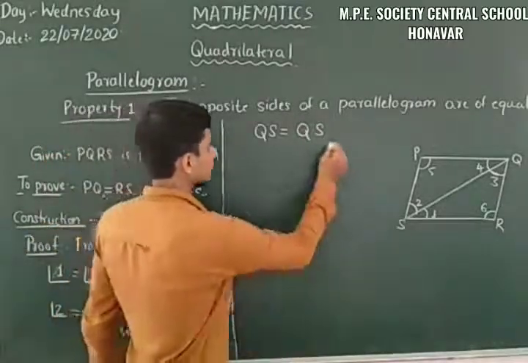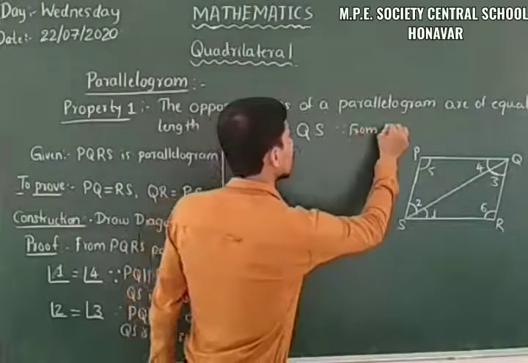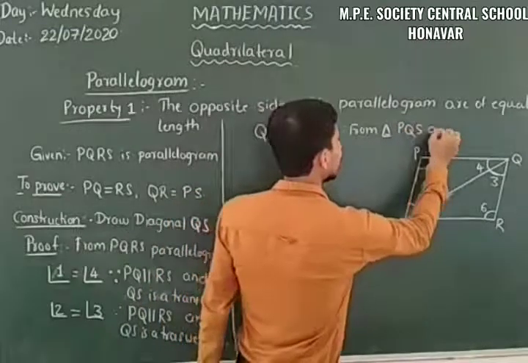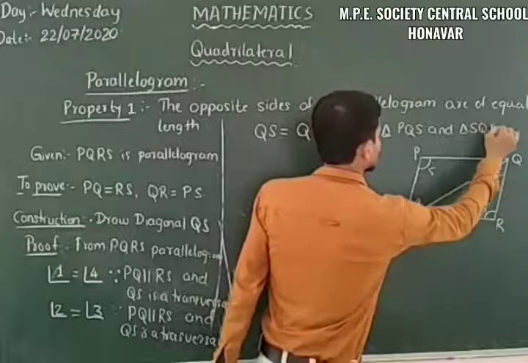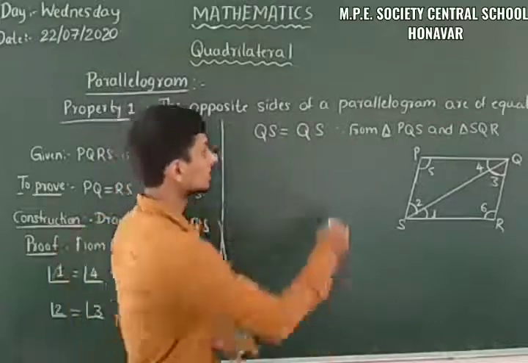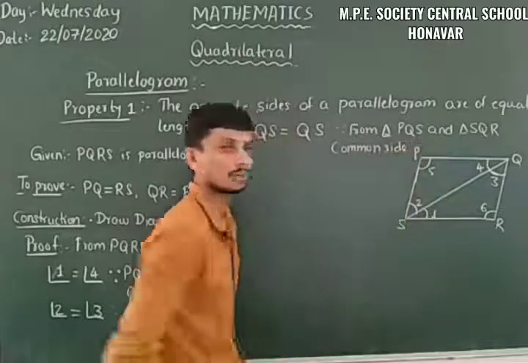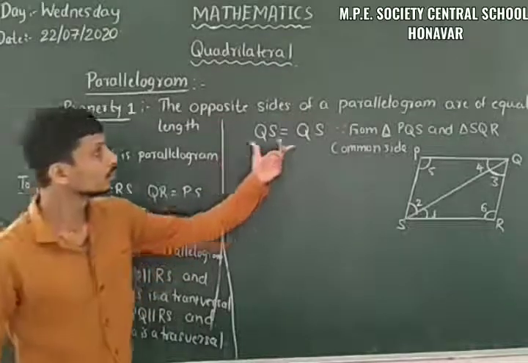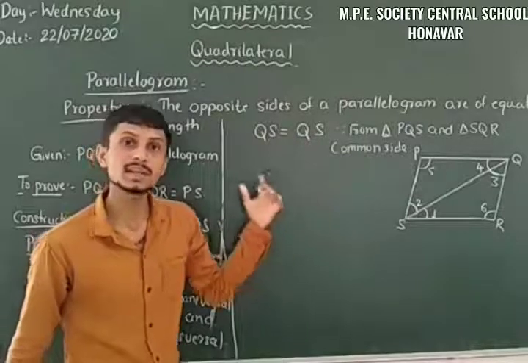So because from triangle PQS and triangle SQR, yes, from these two triangles, QS is equal to QS, common for both, the common side. Common side we can take common. So you just observe here two angles are the same and the corresponding side is the same. So that means here we have to take the ASA criterion.